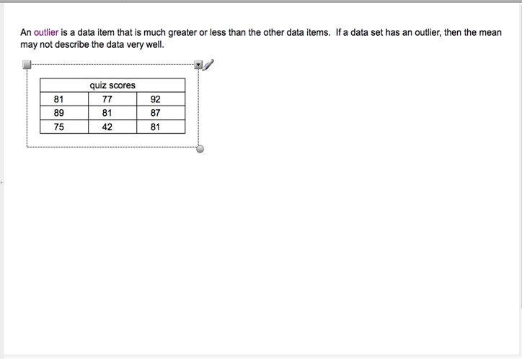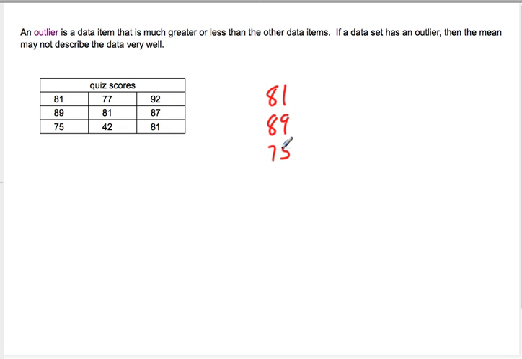Okay, so here we have some quiz scores, and we're going to try to figure out the mean or the average. So we have an 81, an 89, 75. So let's start writing these down. 81, 89, 75, 77, 81, 42. This is a lot of numbers to be adding up. A calculator probably would be helpful in this situation.